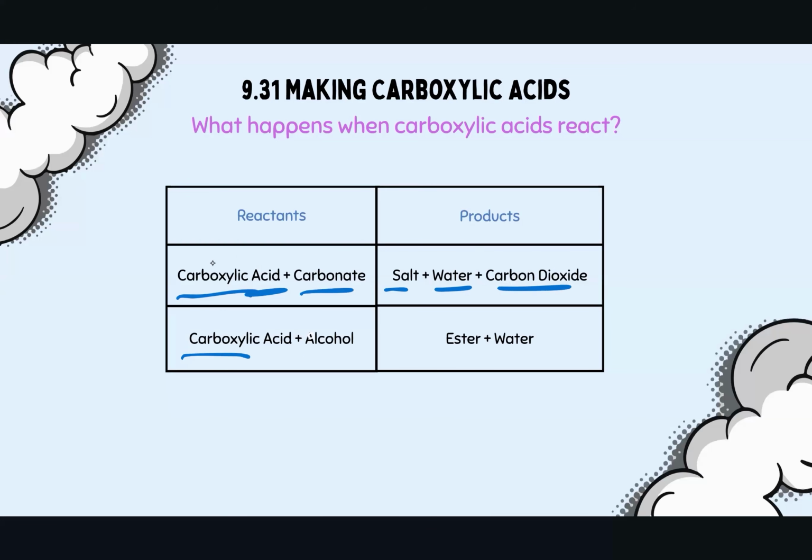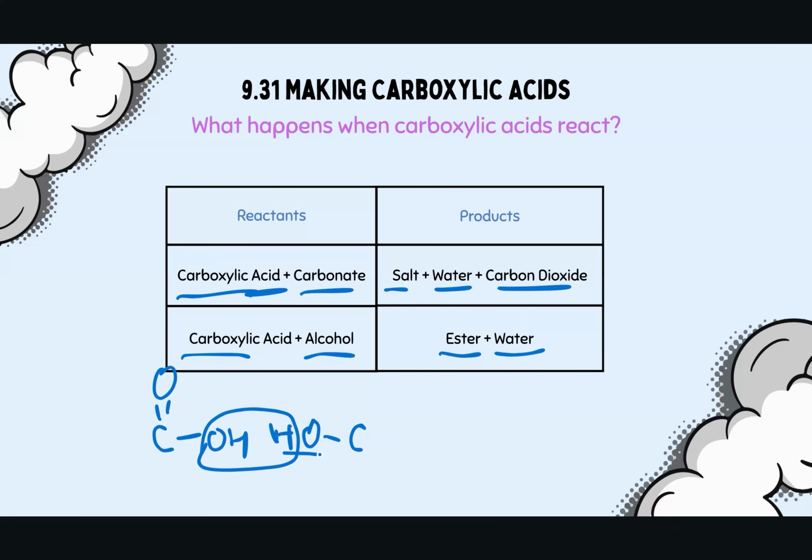Now, if a carboxylic acid reacts with an alcohol, this links back to condensation polymerization, which means when they react together, it makes an ester and it also makes water. The only thing I made a mistake on before is that it's only the H that comes from the alcohol. I was taking the OH from the alcohol as well as the H. That's incorrect. It's the OH from the carboxylic acid. So there's your alcohol and there's your carboxylic acid.